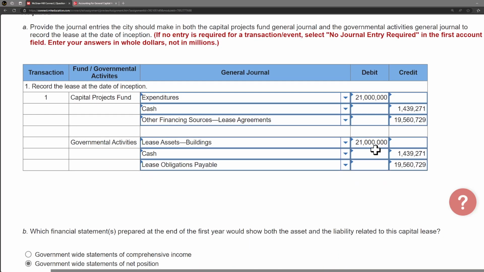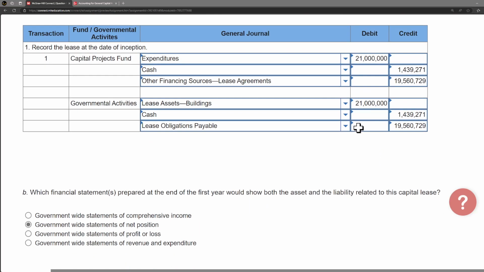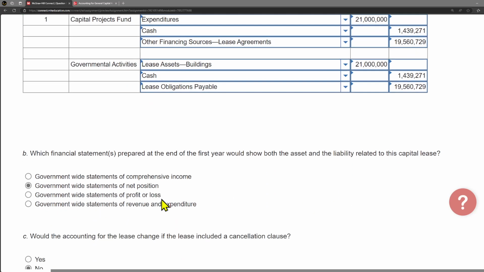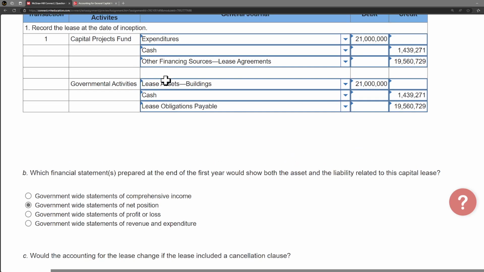I think there's some questions. Which financial statement prepared at the end of the fiscal year would show both the asset and liability related to capital lease? Well, government-wide would show both the asset and liability. So this is the key here, that the governmental fund doesn't show long-term assets and liabilities. It only shows expenditures and financing sources. So that would be the government-wide statement.